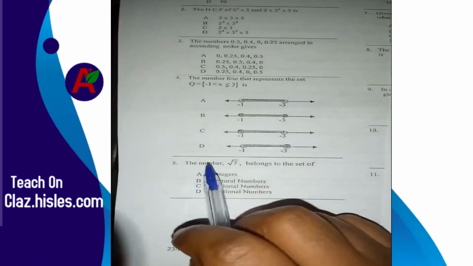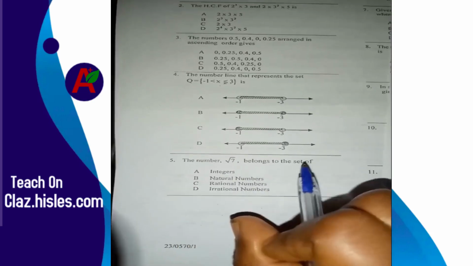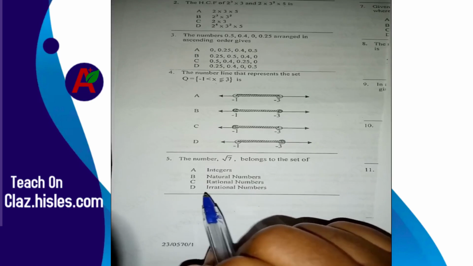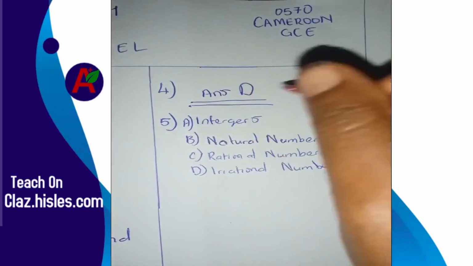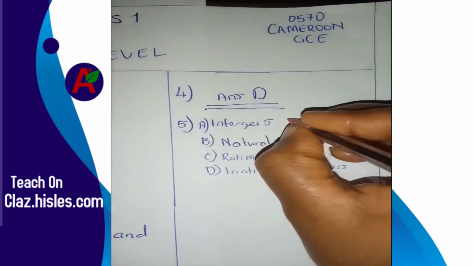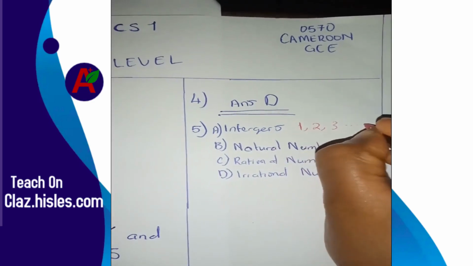Question number 5. The number square root of 7 belongs to the set of A, integers, B, natural numbers, C, rational numbers, D, irrational numbers. So that's number 5. What are examples of integers? Integers are whole numbers. So for integers, we can have 1, 2, 3. All of these are integers.